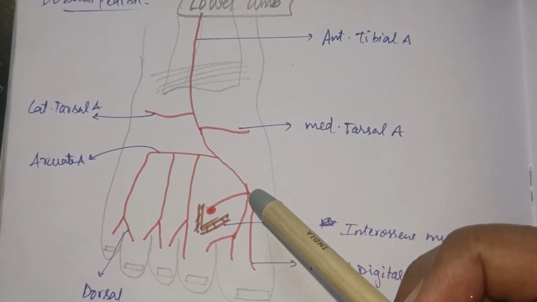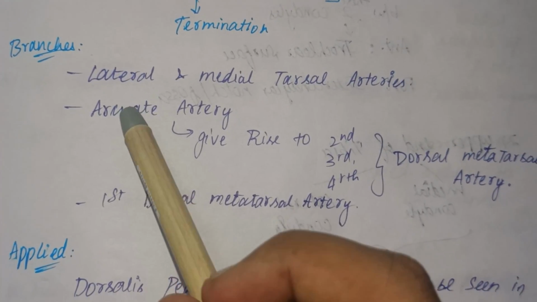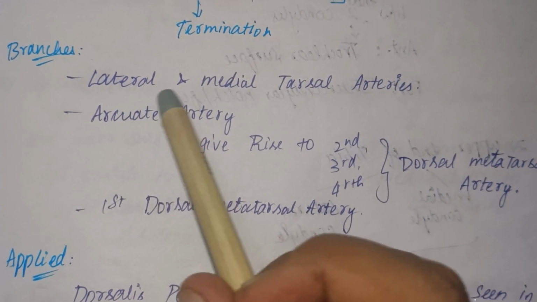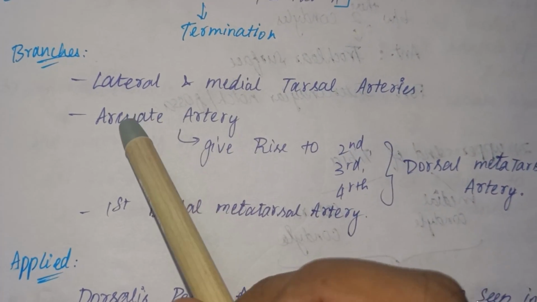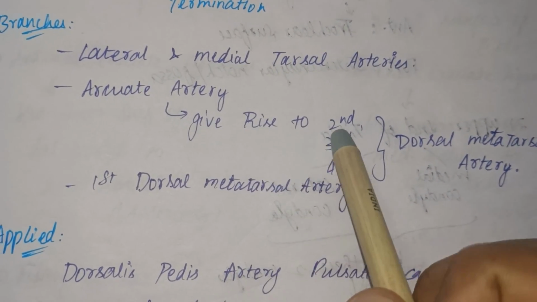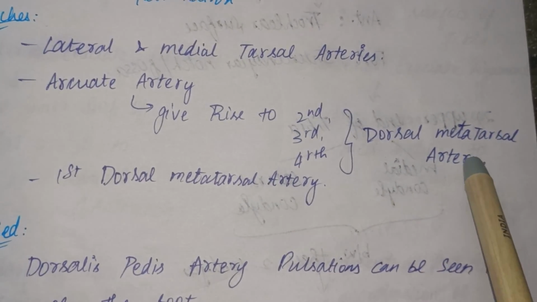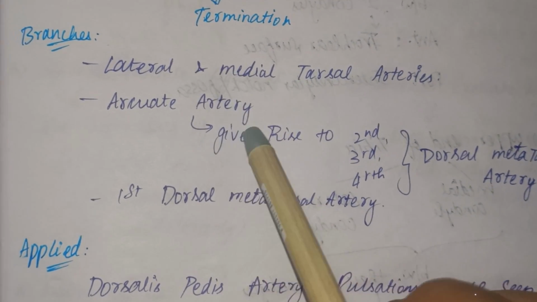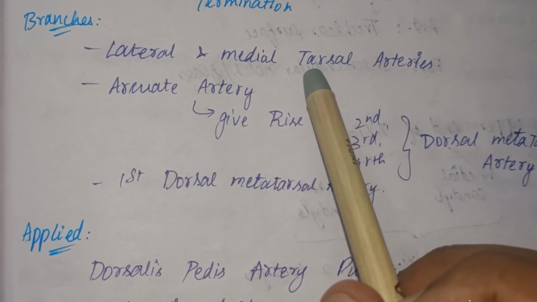Now let us see its branches. The branches of the Dorsalis Pedis artery are the lateral and the medial tarsal arteries, and the arcuate artery, which gives rise to second, third, fourth dorsal metatarsal arteries, and the first dorsal metatarsal artery. So there are three branches of the Dorsalis Pedis artery.